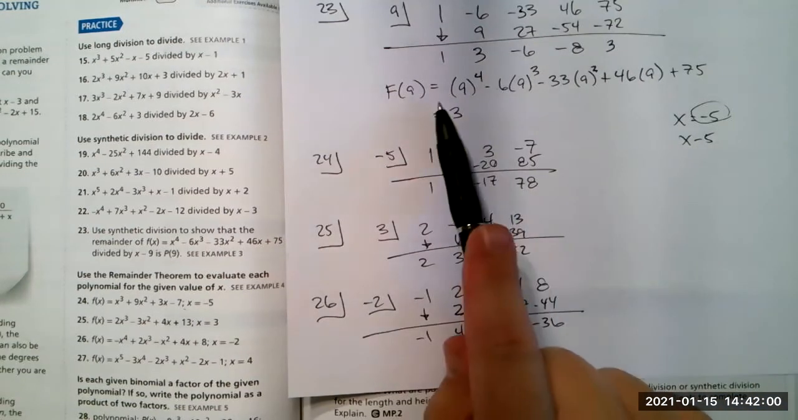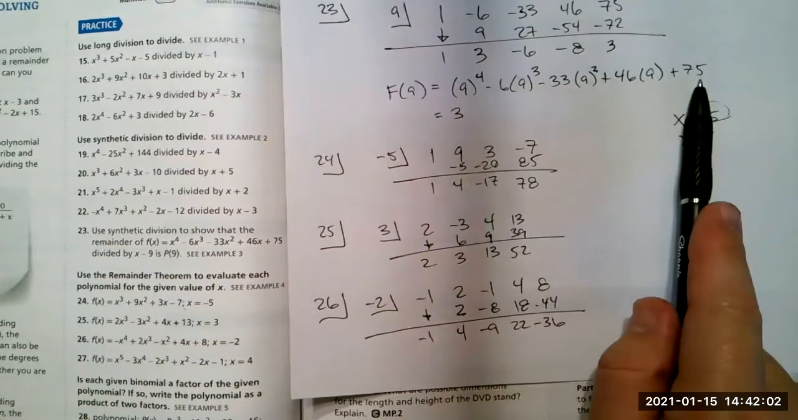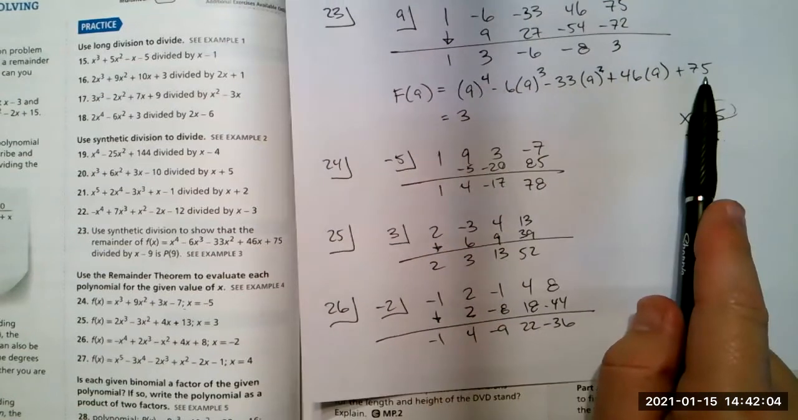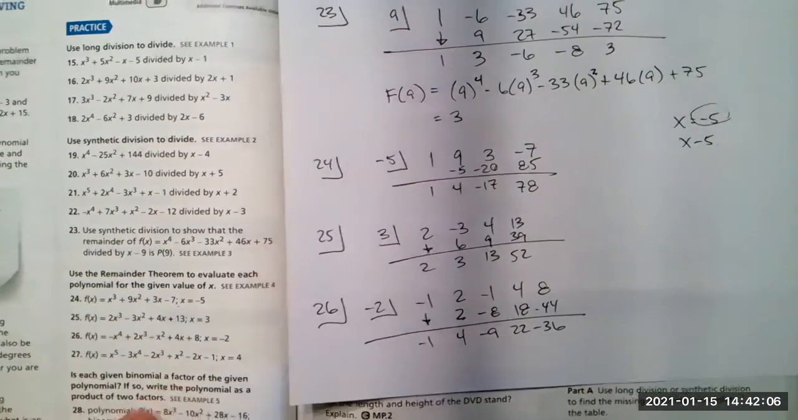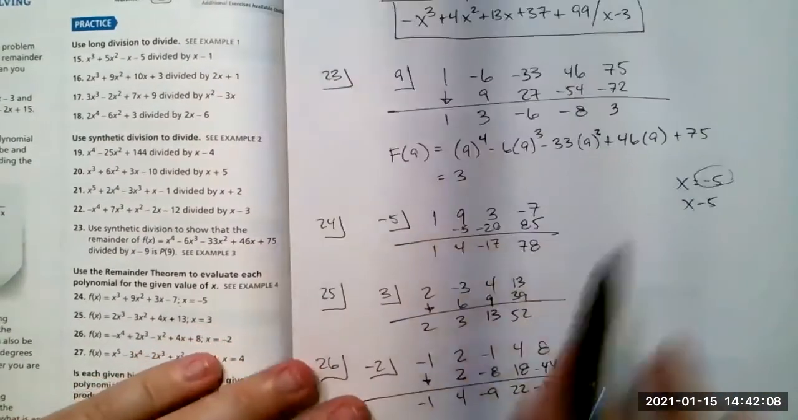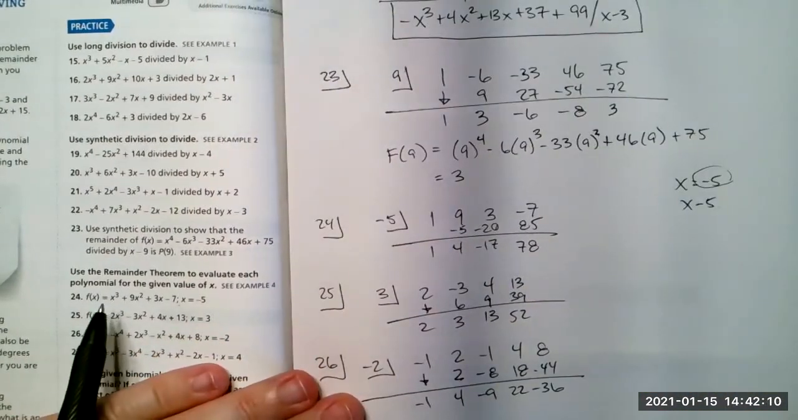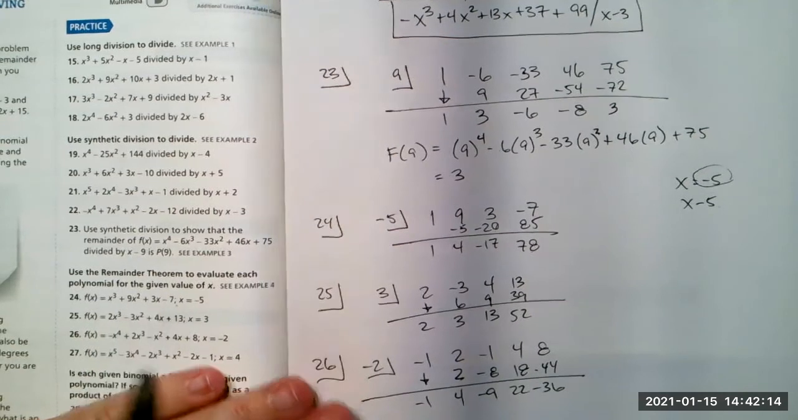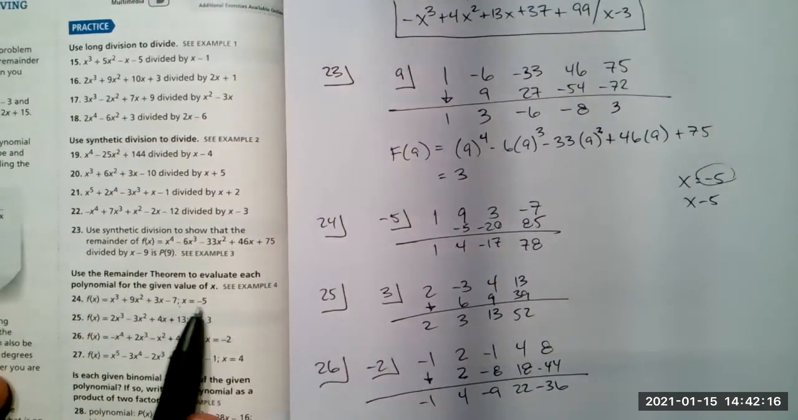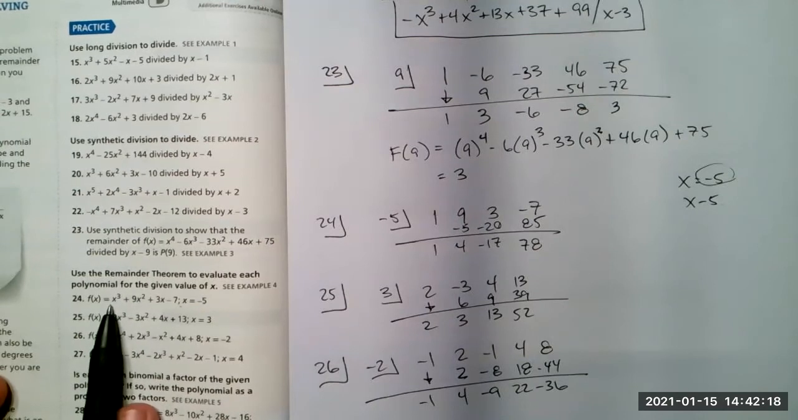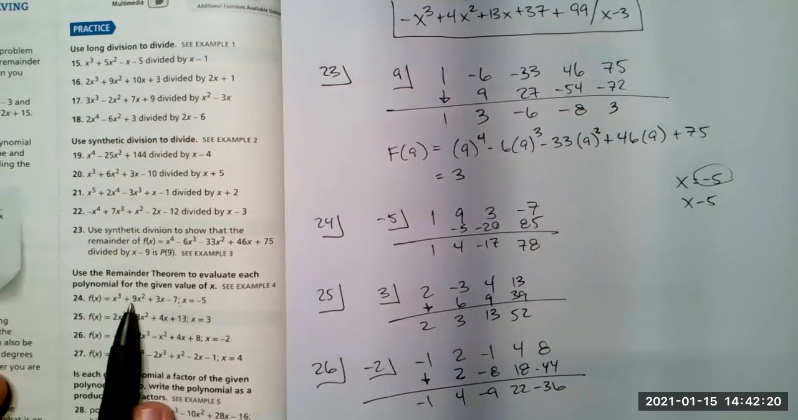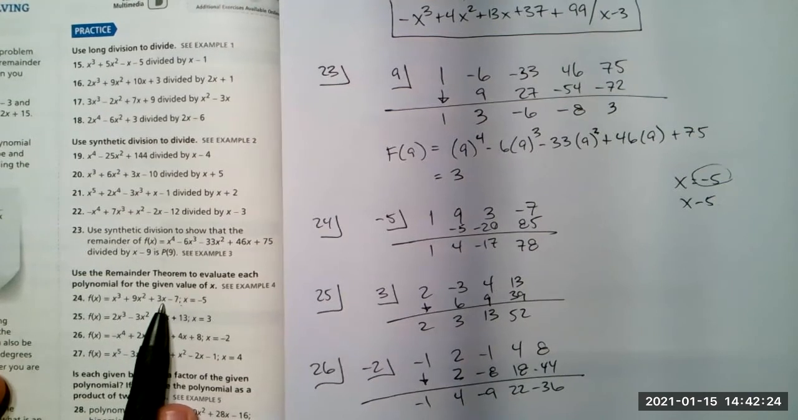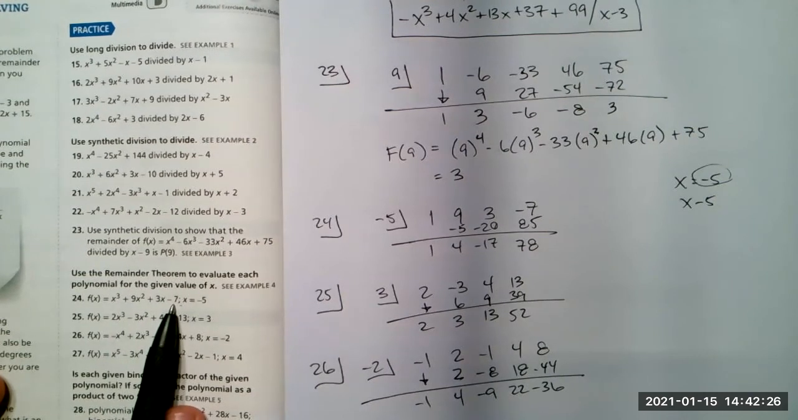So instead of using the remainder theorem, this is what they were looking for here, just evaluating the function. So let me just emphasize this with number 24, taking this problem right here, this x cubed plus 9x squared plus 3x minus 7, what they wanted you to do with these was plug in -5. So -5 cubed plus 9 times -5 squared plus 3 times -5 minus 7.